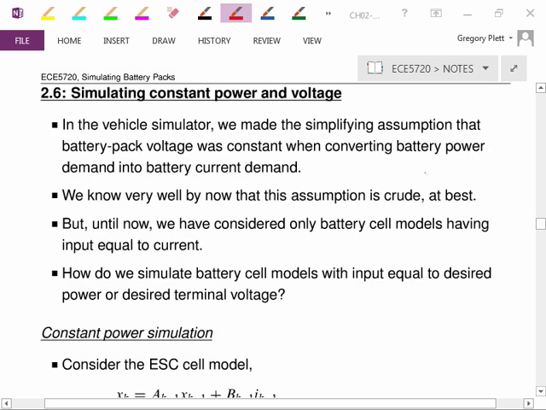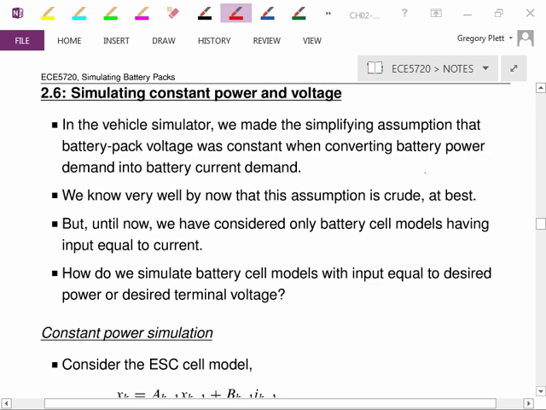In the electric vehicle simulator that we've just described, you note that we made a simplifying assumption that the battery pack voltage was constant over the whole drive cycle, and we used that to simply convert a demanded battery pack power into a demanded battery pack current. Now we know this is not the case. We know that the voltage of a battery varies quite a bit depending on the usage of the battery, the past usage and the present usage. And so for a good simulation, we would want to be able to improve this.